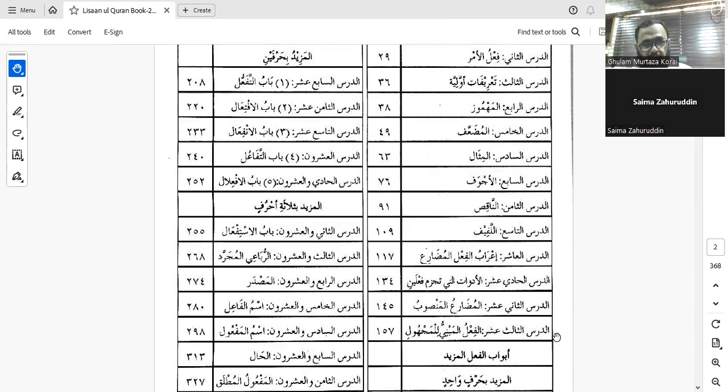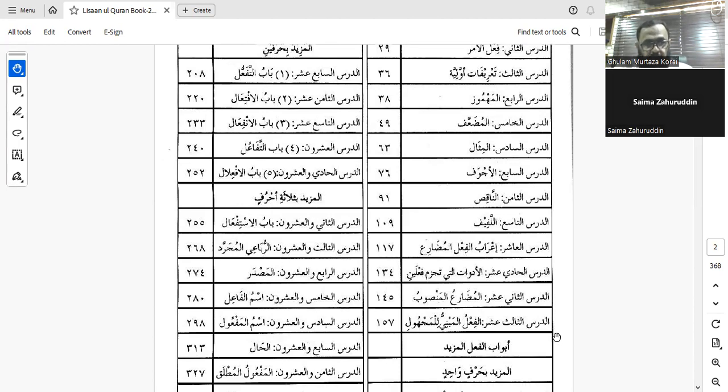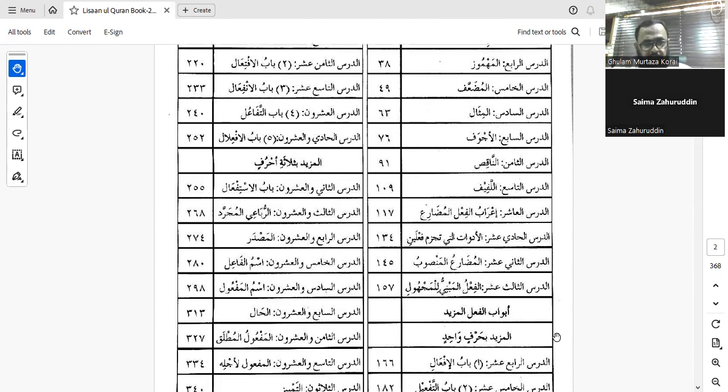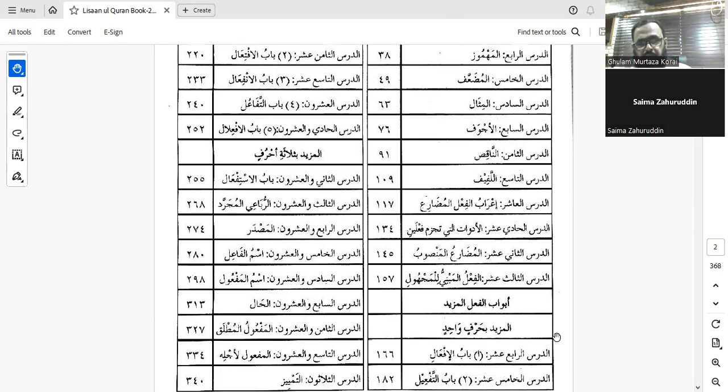Then ad-dars al-hadi 'ashar. So almost all of the topics relate to conjugation, that is sarf. Then al-Mudari' al-Mansub, like huruf al-nasiba: an, lan, kay, idhan. Idhan, that we learned also, alhamdulillah. Then al-fi'l al-mabni lil-majhul.